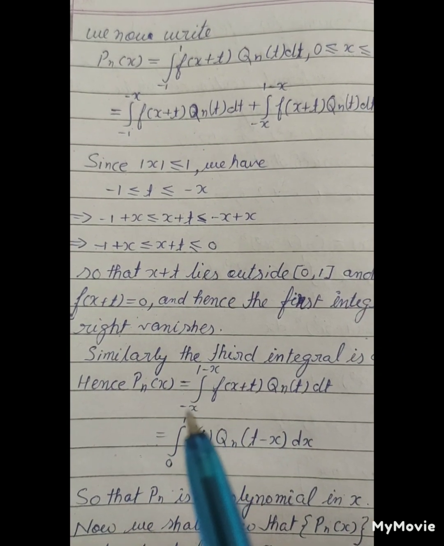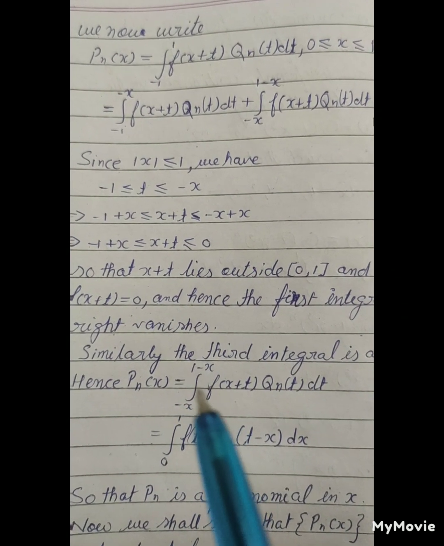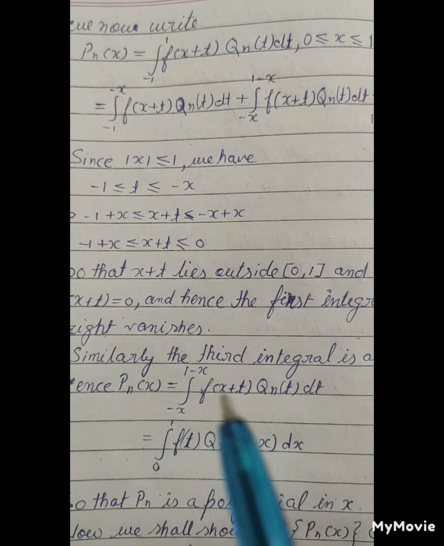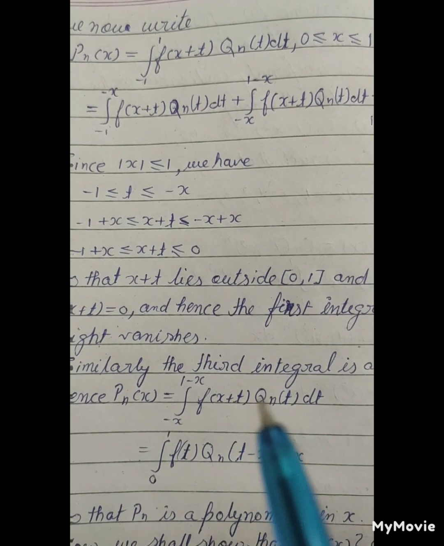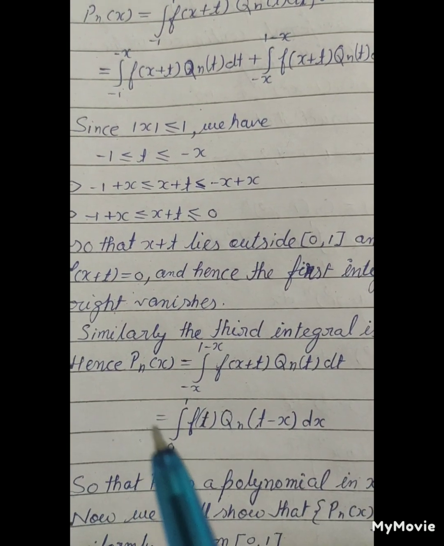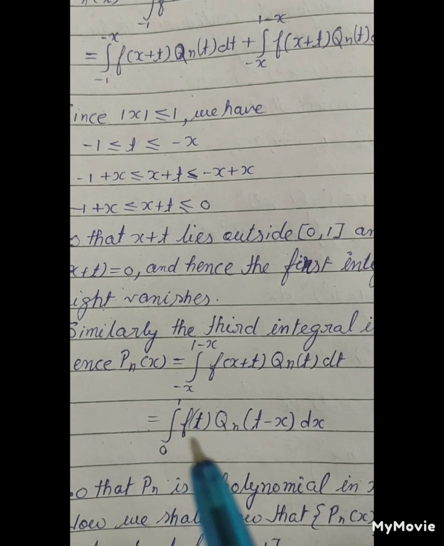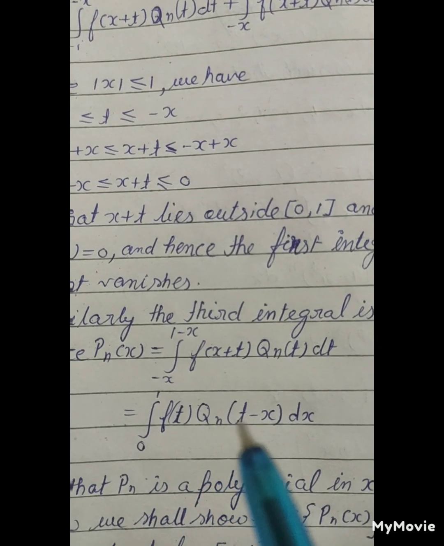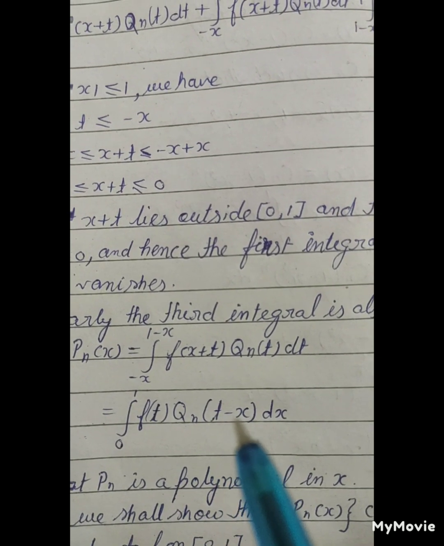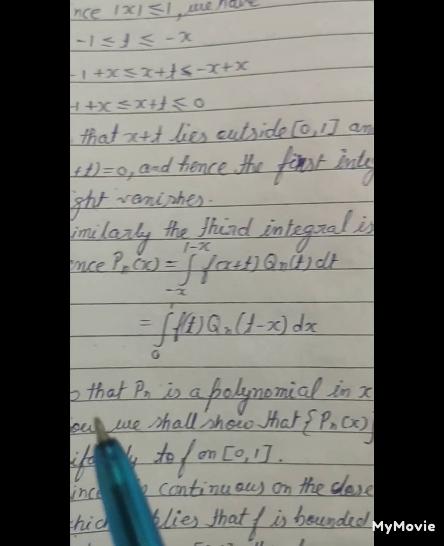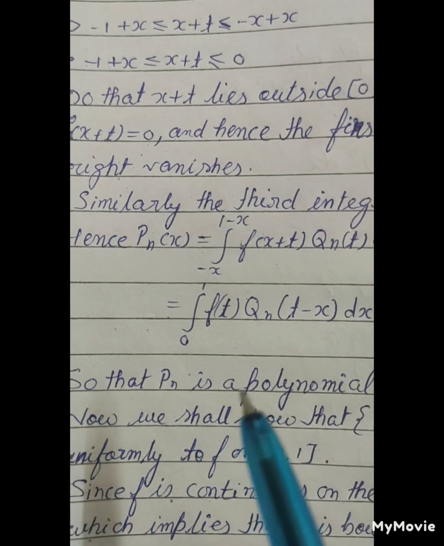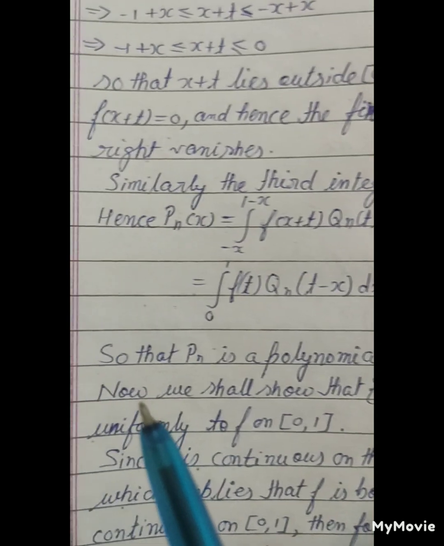Hence p n of x equals the integral from minus x to 1 minus x of f of x plus t into q n of t dt. So it equals the integral from 0 to 1 of f of t into q n of t minus x dt. So that p n is a polynomial in x.